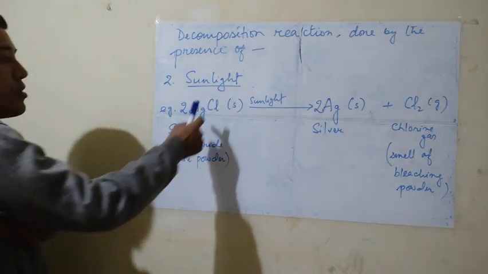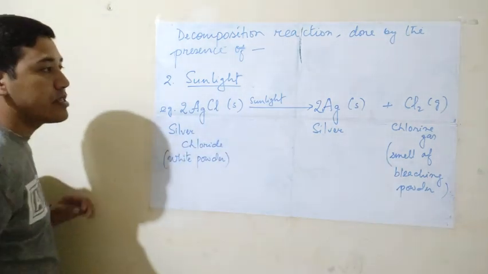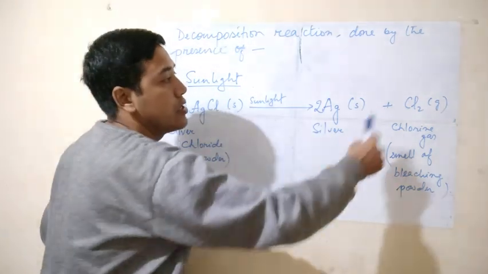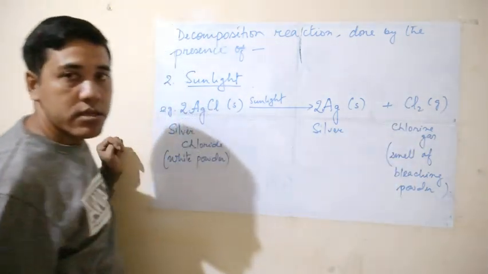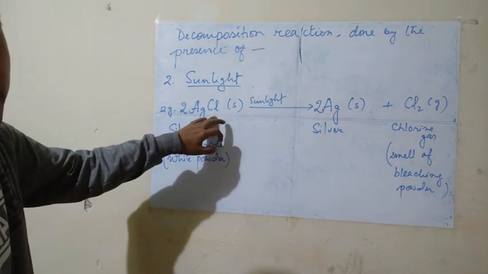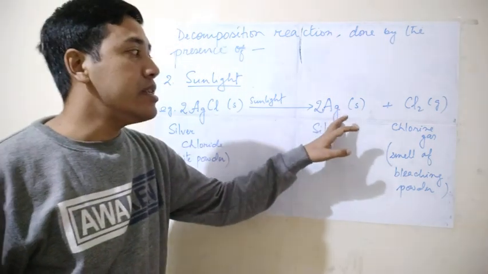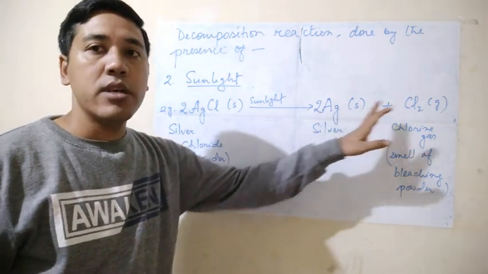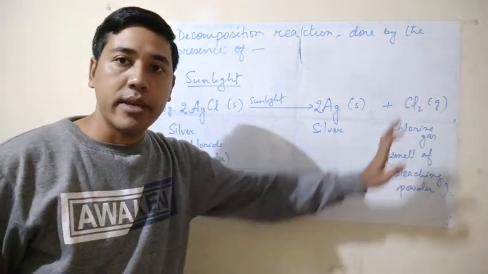Same thing in here also. AgCl silver chloride, Ag silver, Cl2 chlorine gas. Now, Ag: A capital, g small. C capital, l small. Ag, A capital, g small. C capital, l small.